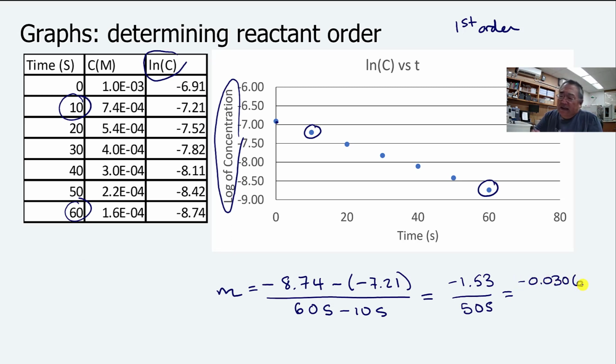Okay, so now the question is, what are the units? The units are 1 over seconds. And when you're dealing with log data, we don't usually think about the units, but when I'm doing the subtraction, it's the log of molarity minus the log of molarity. So it's ln of the unit molarity, I'm just doing the units now, minus the ln of the units of molarity.